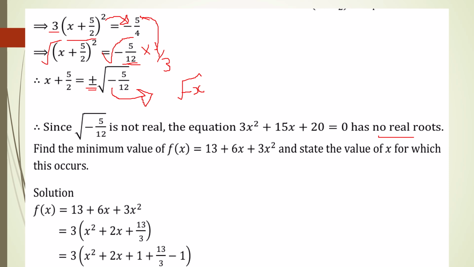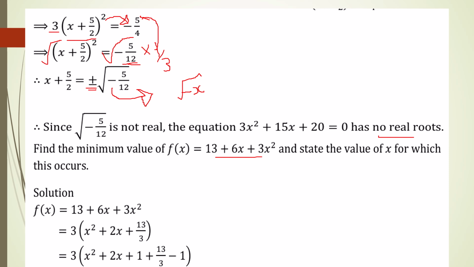Now let's look at another question. For another question, you're going to be asked how to find the minimum and maximum value of given functions. So assuming also that's under completing squares, assuming that you're having a function of x to be equal to 13 plus 6x, then plus 3x squared. State the value of x for which the minimum occurs and also state the minimum value.